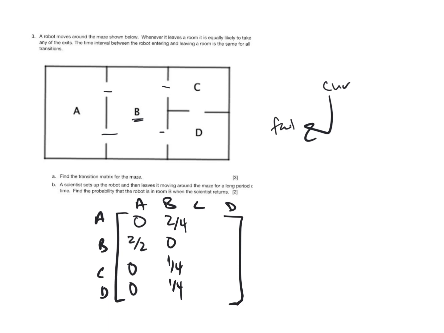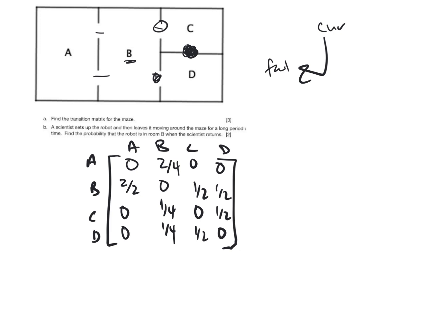And similarly for C, I have 2 options. 1 of those 2 goes to B, and the other goes to D. I cannot get from C to A. And similarly for D, I have here and here, so I have 1 out of the 2, 1 out of the 2, and 0 options here. And so this here is my transition matrix. And so we will often call this here, as opposed to 2, we're going to make that a 1, and so on and so forth.